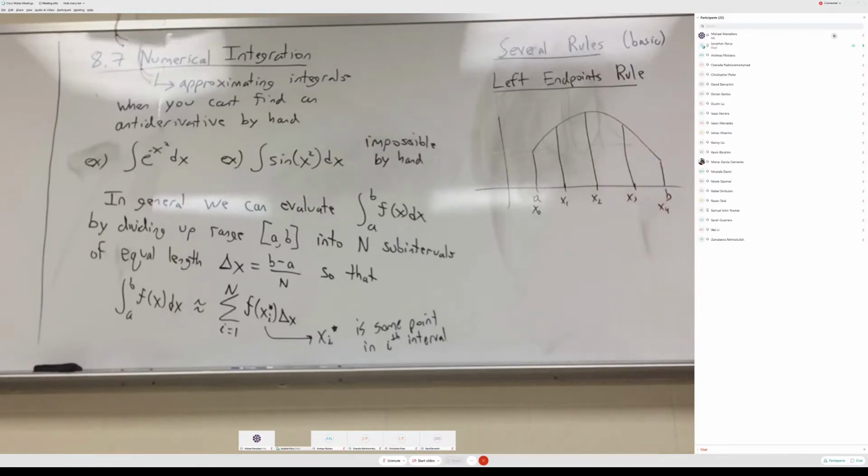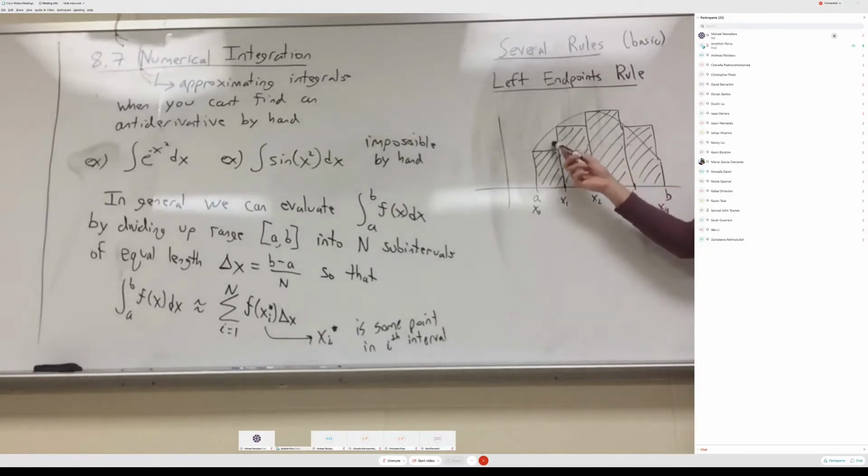What the left endpoint rule says is let's approximate the area under the curve by saying that the height of a rectangle that I'm going to approximate this area with is going to be the height of whatever the left endpoint is. I'll take that area as my approximation there. That area is my approximation there. That area as my approximation there. And that area is my approximation there.